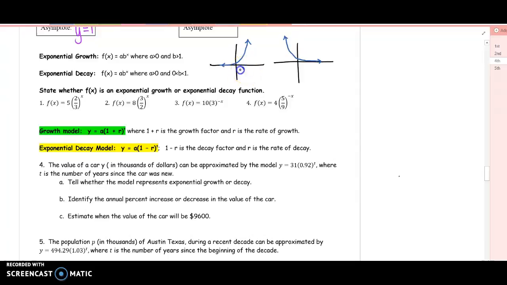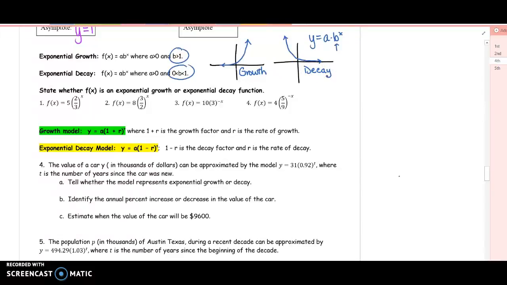Exponential growth occurs when your b value is larger than a whole. So if your b value, remember this is y equals a times b to the x, so we're looking at the number that's raised to the exponent. If the number raised to the exponent, the b value, is bigger than a whole, bigger than 1, it's exponential growth. If that b value is between 0 and 1, that means less than a whole, like 1/3 or 1/2 or 0.2 or something like that.